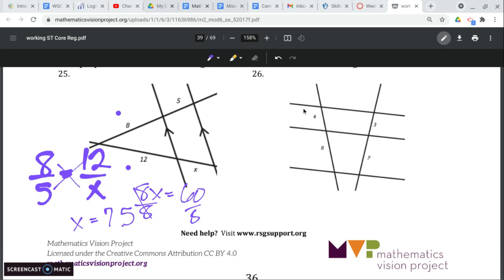Same idea for over here. You'll set the ones that are across from each other over one another. Or you can set the same side. It doesn't matter. Like we could have done 8 over 12 equals 5 over x. That would have also worked. We'd get the same answer in the end. So proportionality is kind of nice because we can do it in different ways and still get the correct answer.